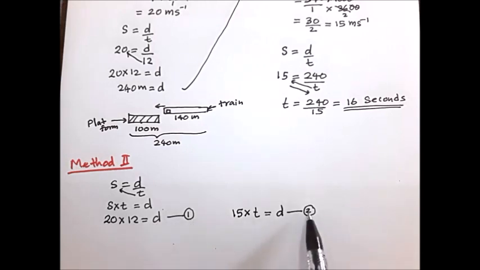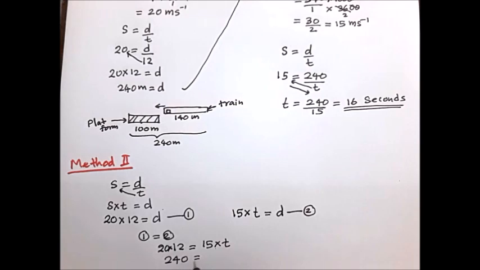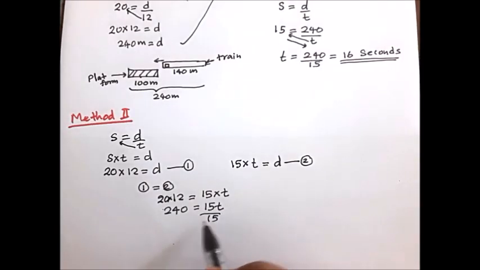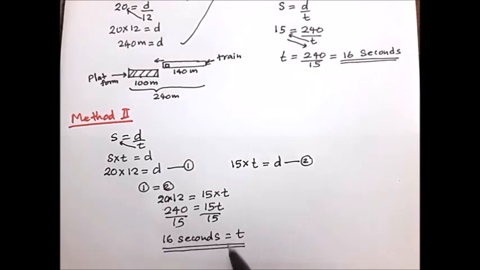You can see the first equation and the second one. Right sides are equal. So you can equate the left sides. 1 equals 2. 20 multiplied by 12 equals 15 multiplied by t. 240 equals 15t. Divide both sides by 15. Answer is 16 seconds. This method is easier than the previous one.